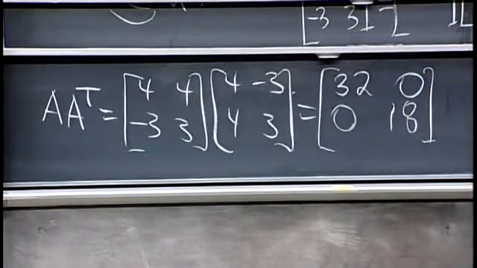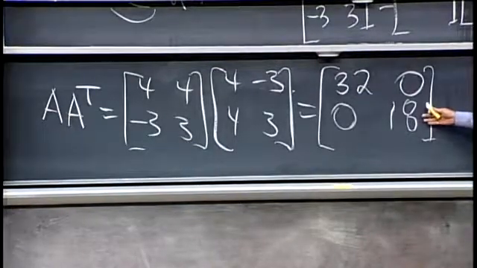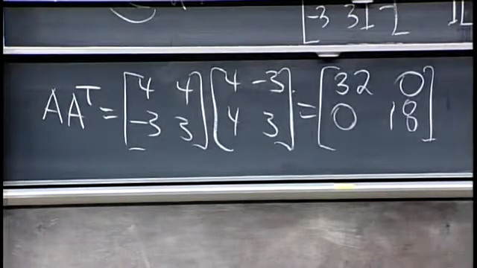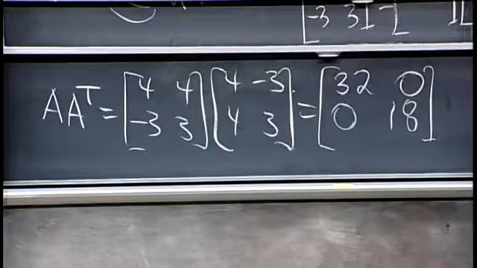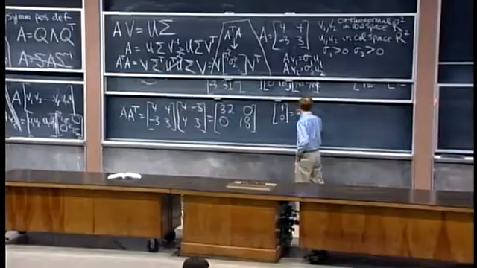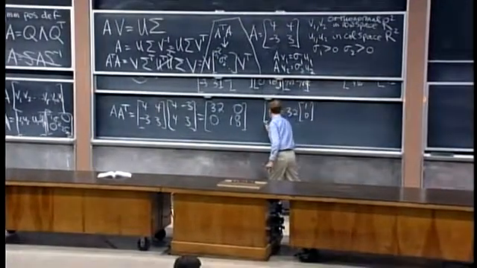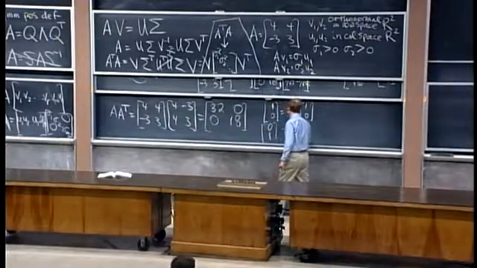So this is like an accident, that AA transpose happens to come out diagonal. So we know easily its eigenvectors and eigenvalues. What's the first eigenvector for this AA transpose matrix? It's just 1, 0. And when I do that multiplication, I get 32 times 1, 0. And the other eigenvector is just 0, 1. And when I multiply by that, I get 18.